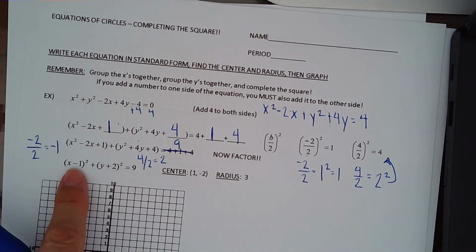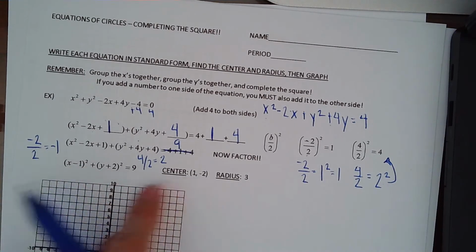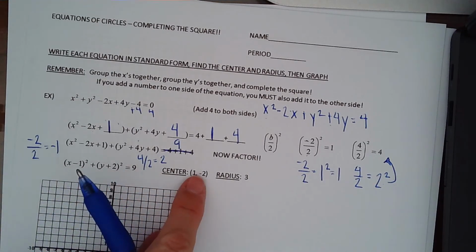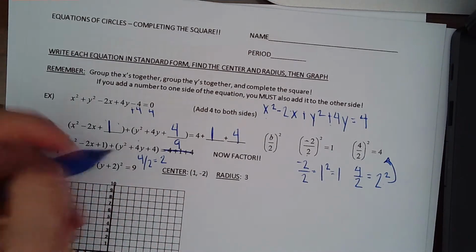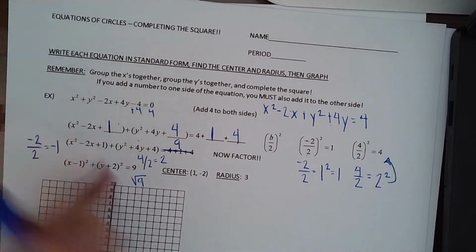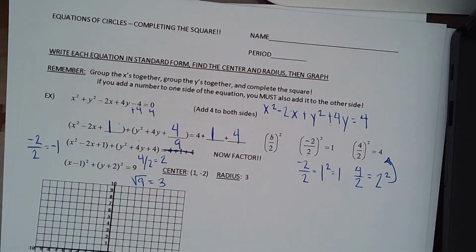And then we look at our center. It's a positive 1 and a negative 2. That's because we took the opposite. So opposite of negative 1 is a positive 1. We took the opposite of positive 2 and got a negative 2. And then for our radius, we simply took the square root, right? Because the formula is your radius squared, and we got 3.